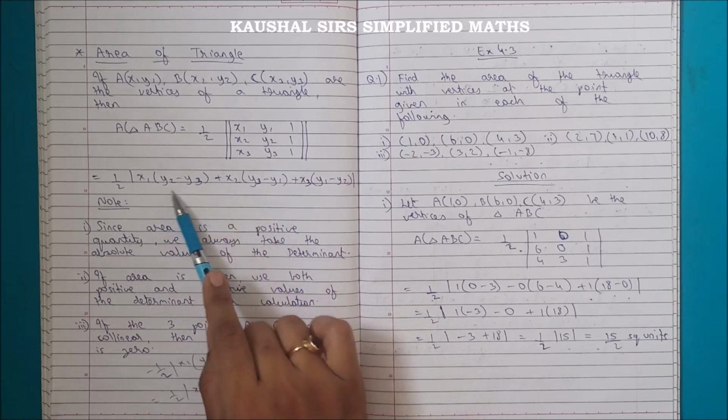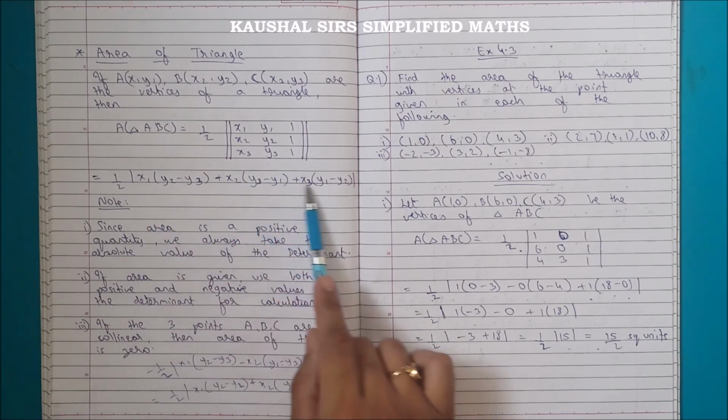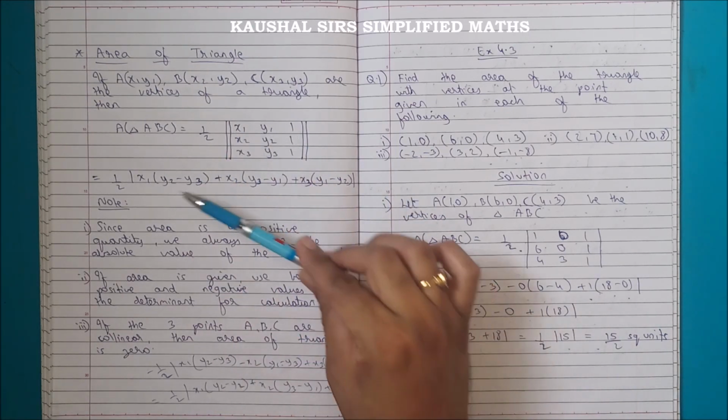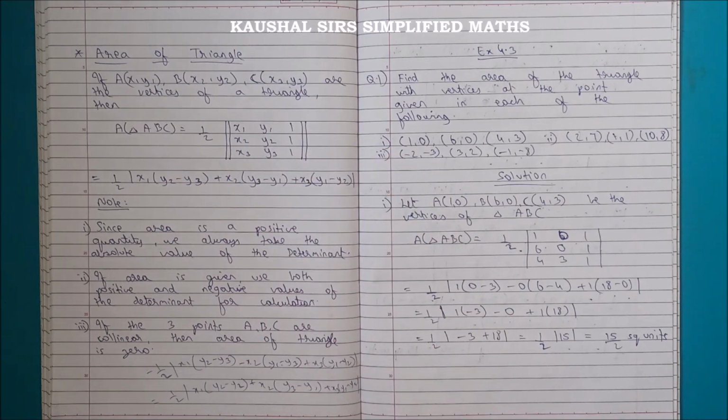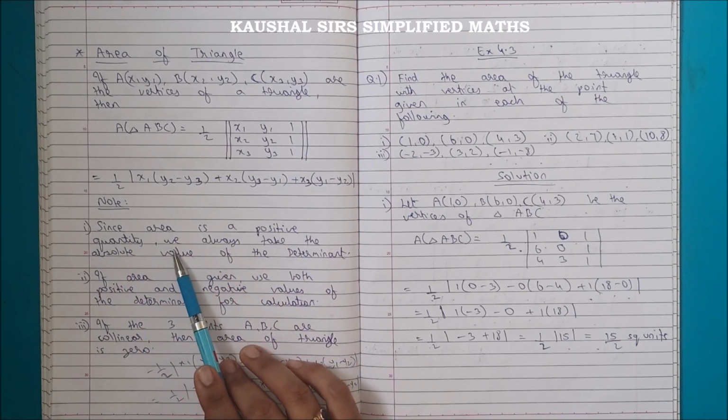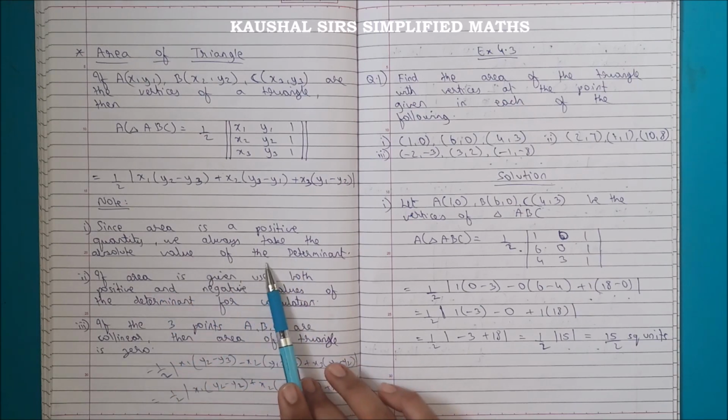And just to recall that you have already studied this formula, I am just showing you this. In the whole exercise we will be using just the formula of determinant. Okay, nothing to do with this formula. Okay, now there are some points you need to understand. The first point, since the area is a positive quantity we always take the absolute value of the determinant.